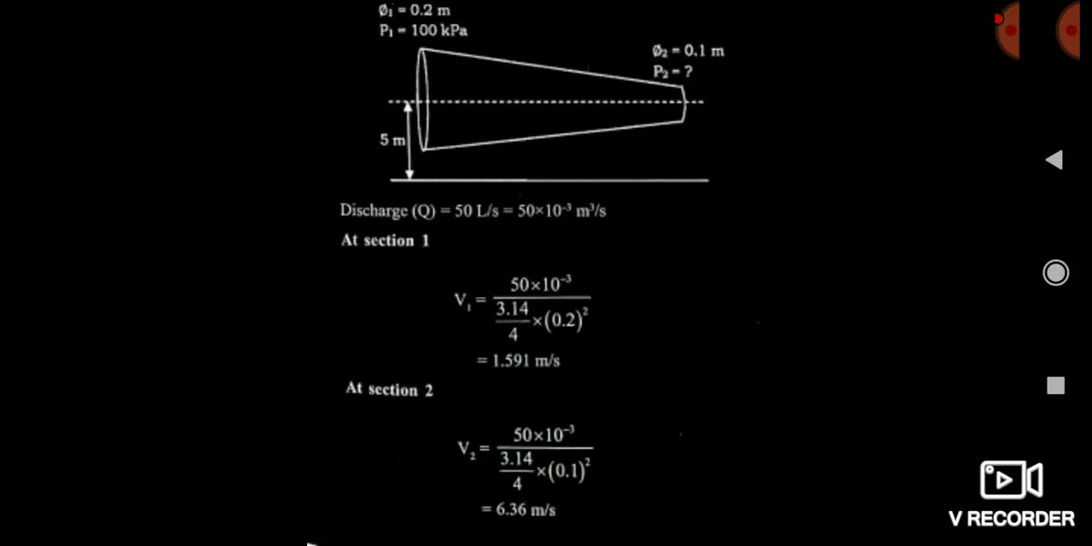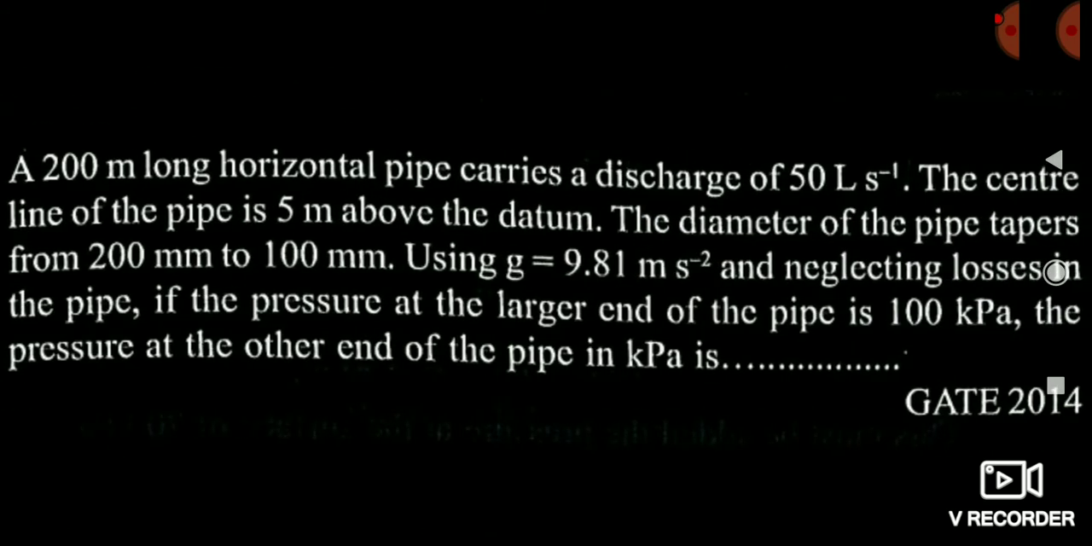You can clearly see here the diagram. Each and everything I have written. Whenever you see questions like this, you simply make the diagram and write each and everything given in the question. P1 is given as 100 kilopascal, P2 it is asking. You can clearly see here, and the diameters are given as 100 mm and 200 mm, so you will write those also. And the discharge is given as 50 liters per second.